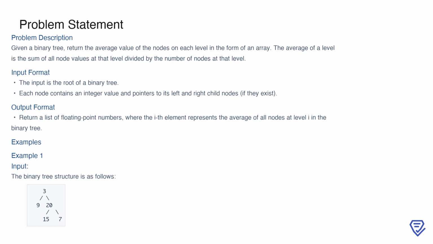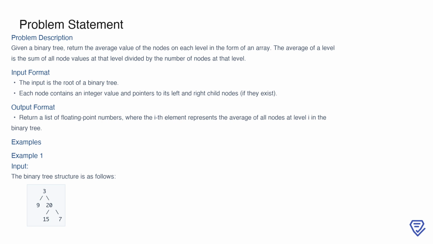The input to the problem is the root of a binary tree, where each node contains an integer value and pointers to its left and right children, if they exist. The output will be a list of floating point numbers, where each number corresponds to the average value of the nodes at a specific level, starting from level 0. Let's look at an example to understand this better.